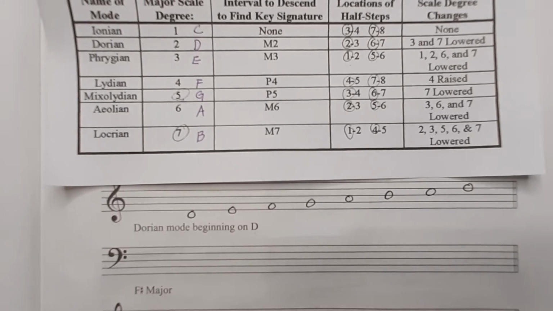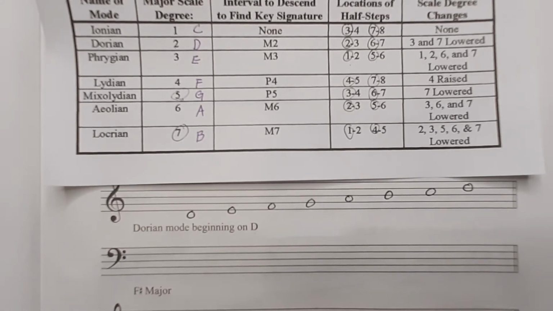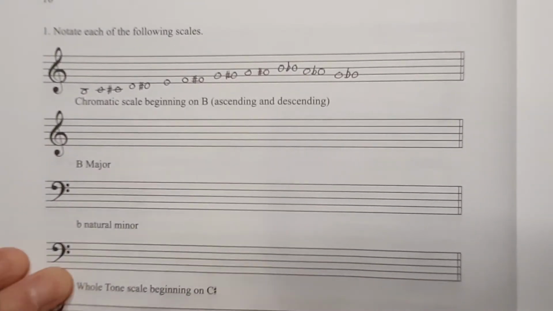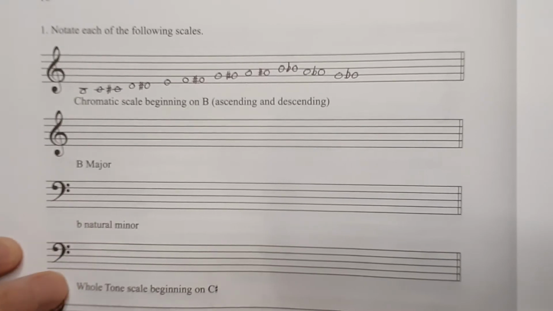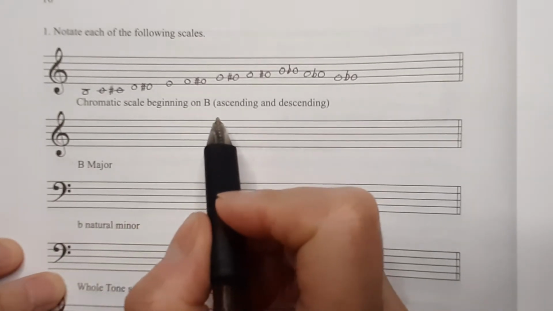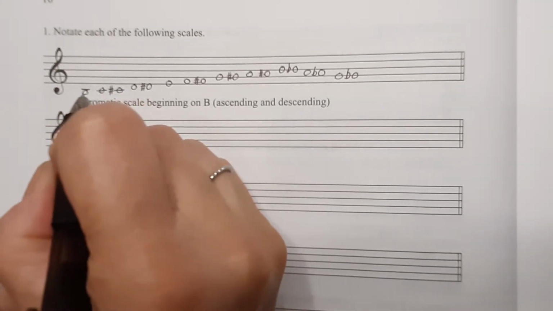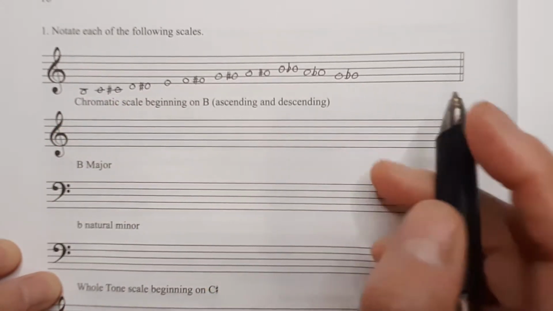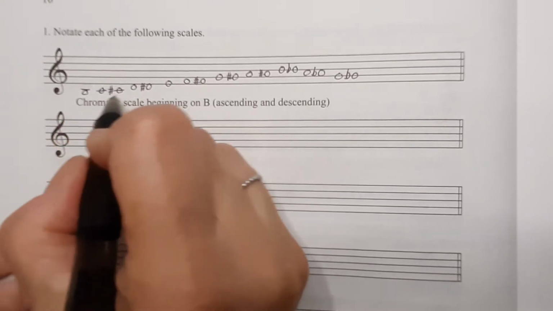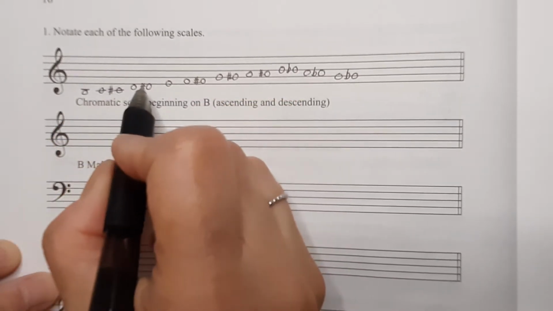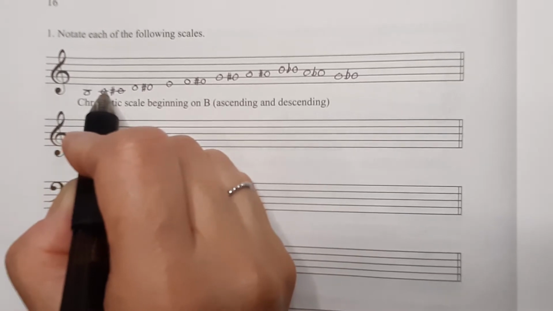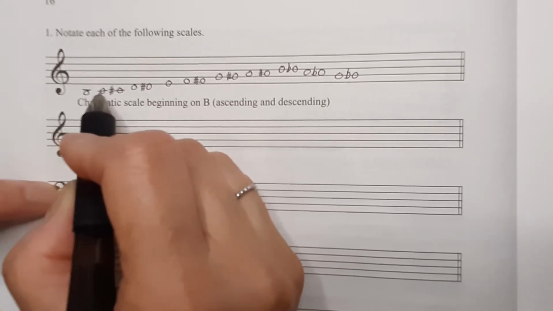Good. Then can we go to page 16 and do all the other works? Okay, now page 16. Number 1, chromatic scale beginning on B. Okay, this is what you do. You gotta draw B to B and B to B down here, okay? But half steps. So when you ascend, you wanna use the sharps, okay? B to C. There's no black key in between, right? So this is a half step.